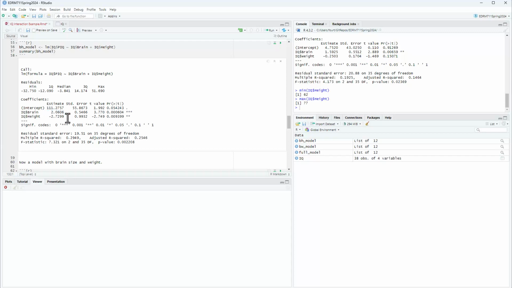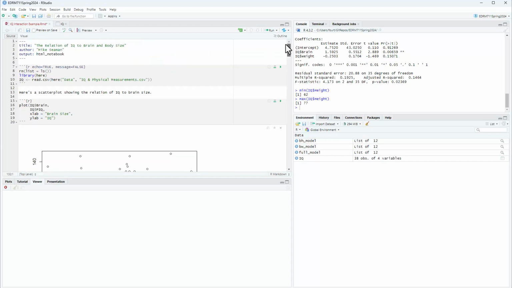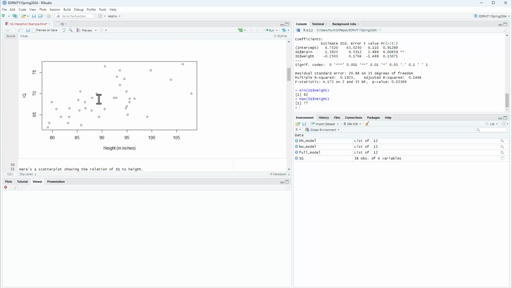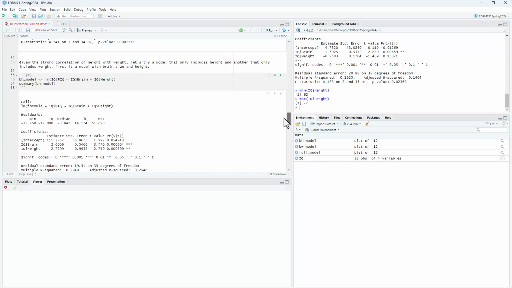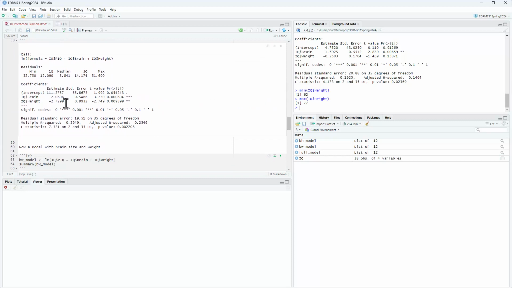Conversely, after controlling for brain size, for every unit increase in height, that would be 1 inch, for every 1 inch, we come down about 2.7 IQ points, about 2.7 down. Now you might say, wait a minute. Don't you recall that scatter plot? Yes, I do recall it. Here it is. That scatter plot shows a positive correlation. So why is it that we're now seeing down here in this model that we've chosen, why are we getting a negative coefficient when we have a positive correlation?